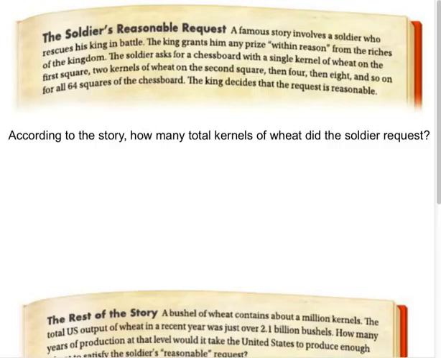A famous story involves a soldier who rescues his king in battle. The king grants him any prize within reason from the riches of the kingdom. The soldier asks for a chessboard with a single kernel of wheat on the first square, two kernels of wheat on the second square, then four, then eight, and so on for all 64 squares of the chessboard. The king decides that the request is reasonable. So, according to this story, how many total kernels of wheat did the soldier request?